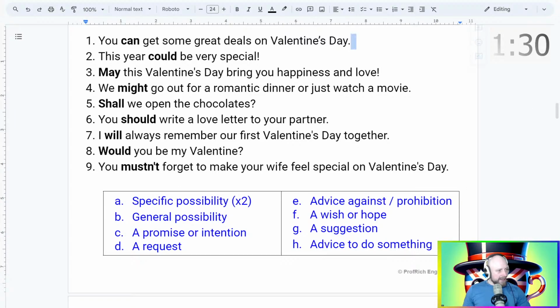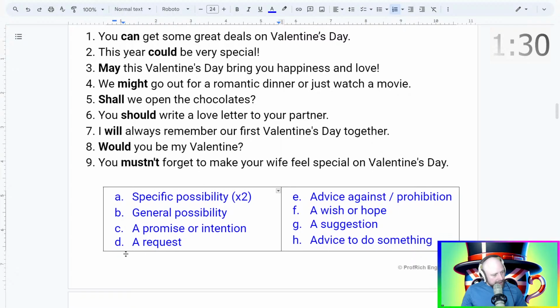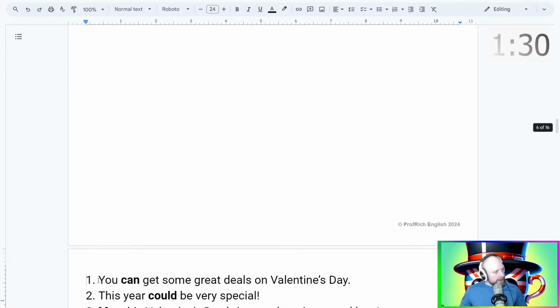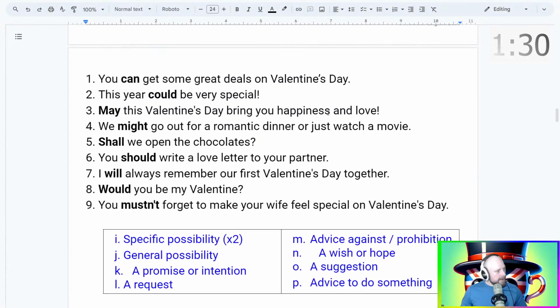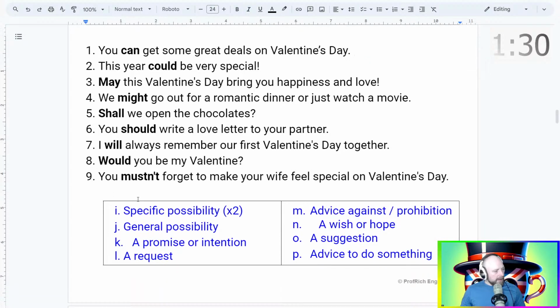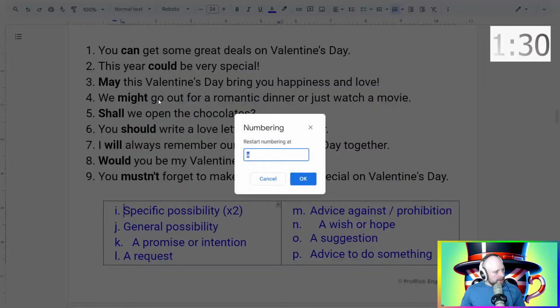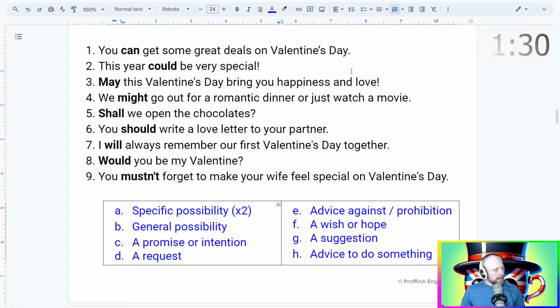Let's have a look at the answers here. So number one is actually general possibility. Actually, I'm going to do this on a new sheet just in case anyone uses the notes later and wants to do these exercises. And that's totally messed that up. Okay.